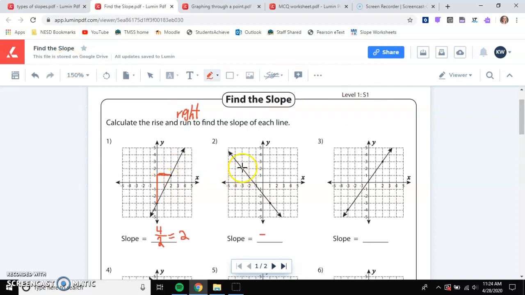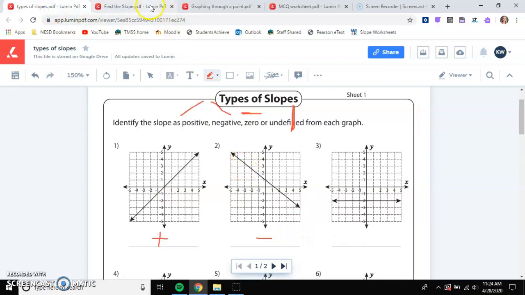So this next one is 1, 2, 3, 4, 5. You dropped 5. So that's your rise, technically your drop. And then how many times did you run? 1, 2, 3, 4. So negative 5 over 4. And can I reduce that? No, nothing goes into 5 and 4. So you leave it, and it's a negative because it's going downhill. And I could refer back to the sheet for that if I wanted to.